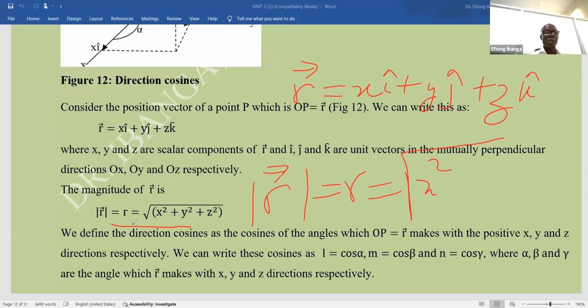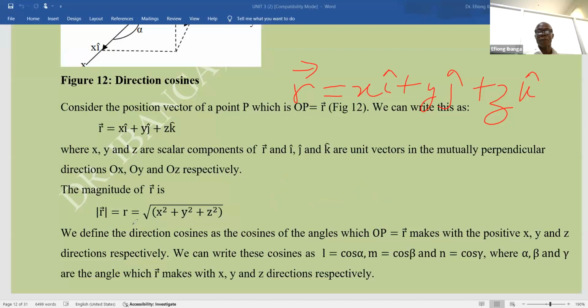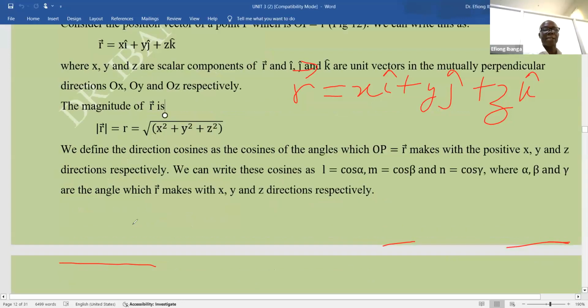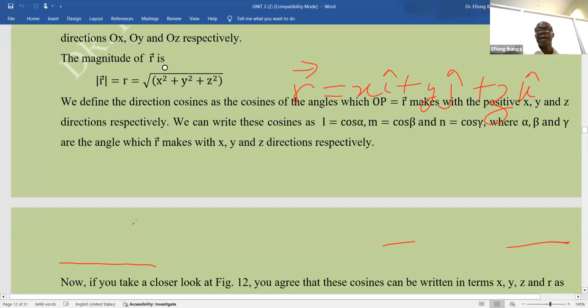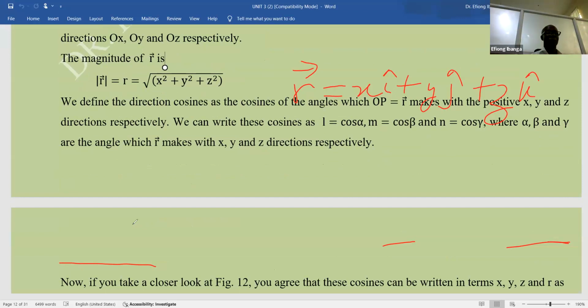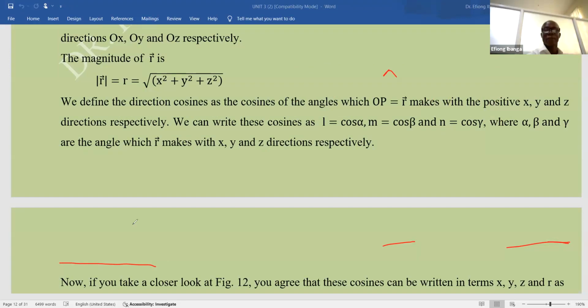Now we define the direction cosines as the cosines of the angles which OP, that's my R, makes with the positive X, Y, and Z directions, respectively. I've already explained that. So if you take note of that, then we can write these cosines, representing them by L, M, and N, as I did before. You now see it. That's how I got it. Maybe I shouldn't deface this, so that if you are screenshotting it, you can get exactly what I've written there. So it's easy. That's how we got that.